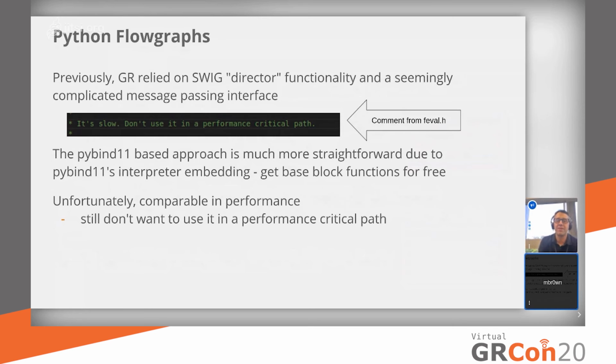But there is a benefit here. The original SWIG director-based functionality had a fairly complicated message passing interface to get whatever you were doing between Python and C++ communicated back and forth. With PyBind 11, they have interpreter embedding, so it makes it very straightforward to say now call the work function on the Python, and we get all the base block methods, I should say, for free.